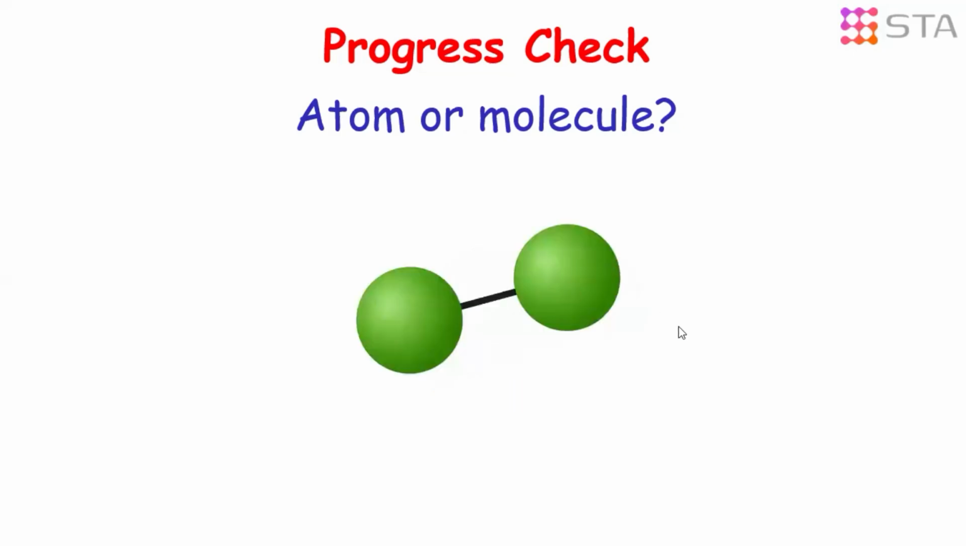Question 2. Well, this particle is made up of 2 atoms that are chemically bonded together. This black line is a chemical bond. So therefore, this has to be a molecule made up of 2 atoms. So this is a molecule.